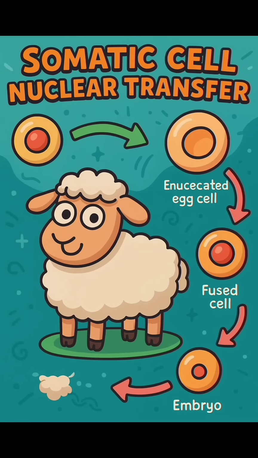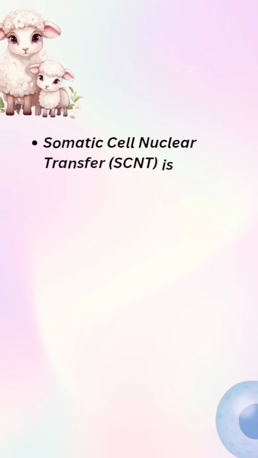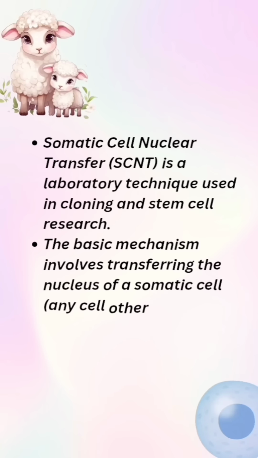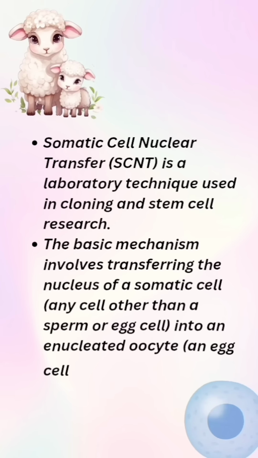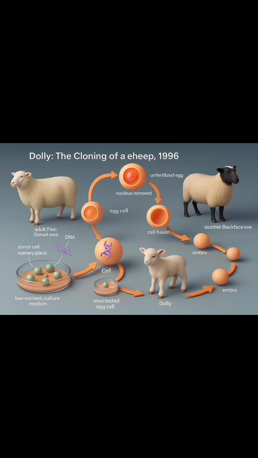Hello everyone, let's learn what is somatic cell nuclear transfer, SCNT. It is a laboratory technique used in cloning and stem cell research. The basic mechanism involves transferring the nucleus of a somatic cell, any cell other than a sperm or egg cell, into an enucleated oocyte, an egg cell that has had its own nucleus removed.